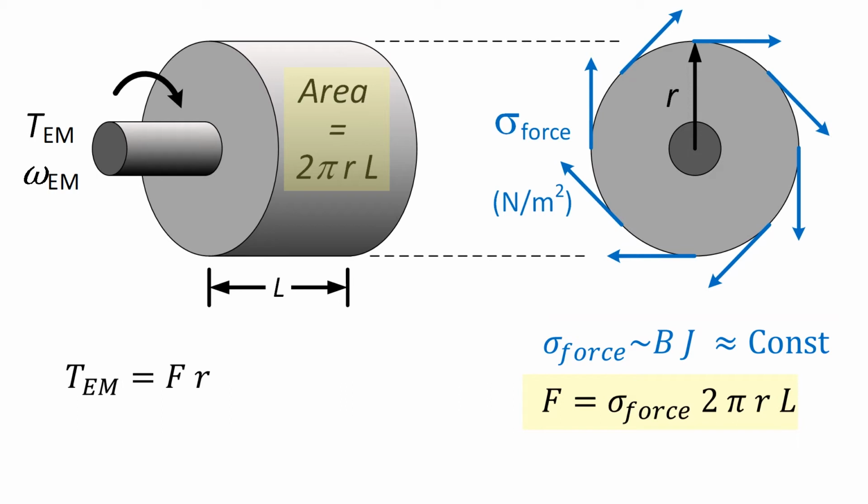The total tangential force on the rotor is the shear stress times the air gap area of the rotor. Now we can derive the total torque. It's the shear stress times 2 pi times radius squared times the length. Since the shear stress was approximately constant, the size of the machine needs to be increased when more torque is required.